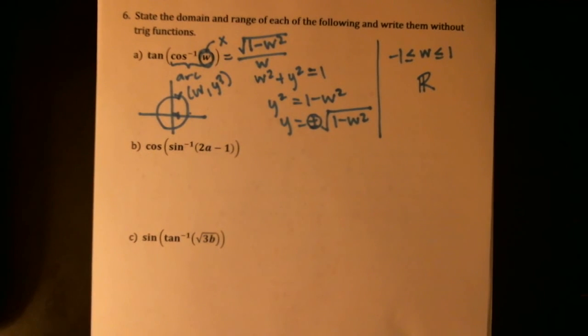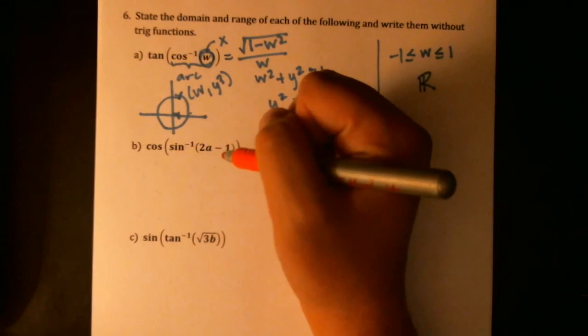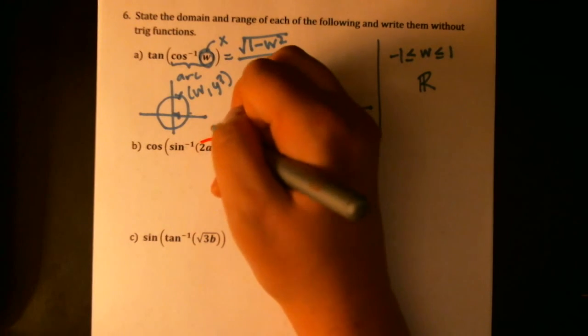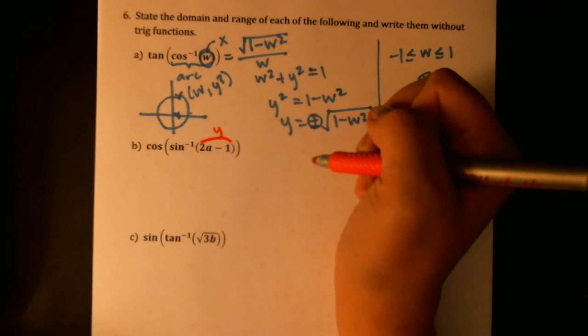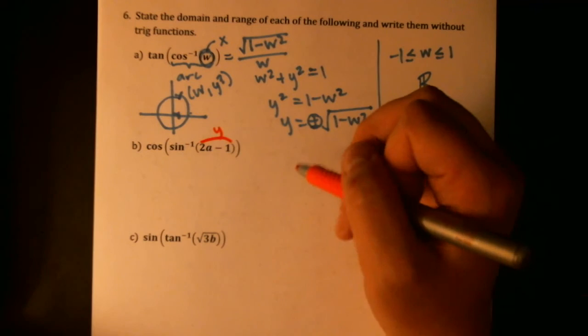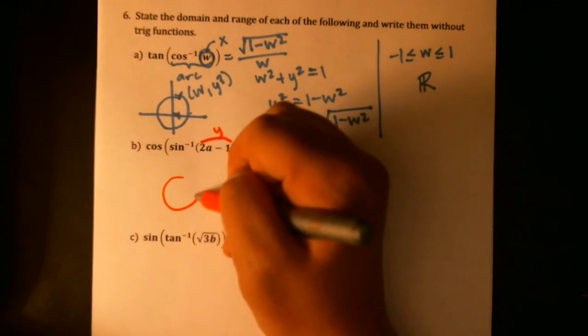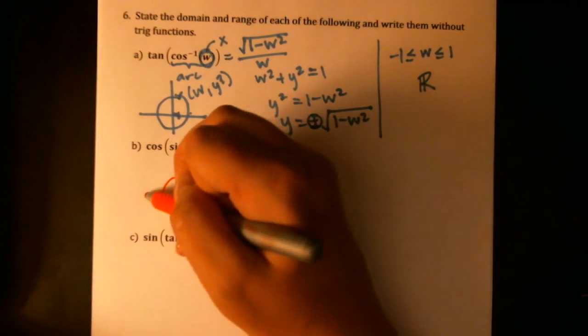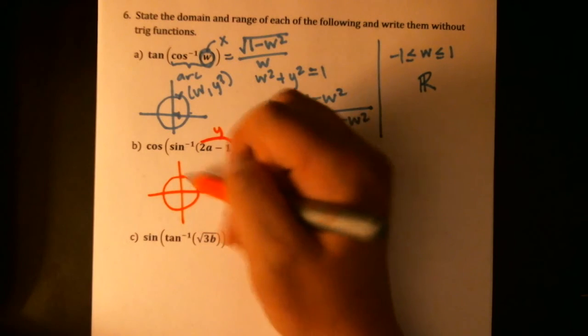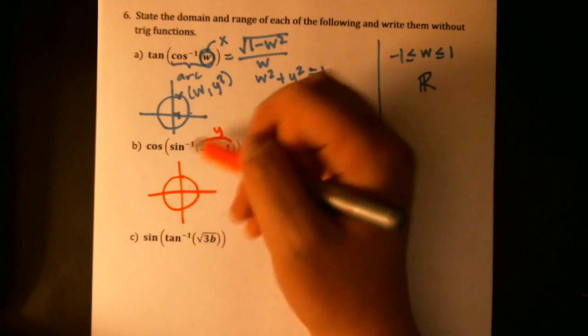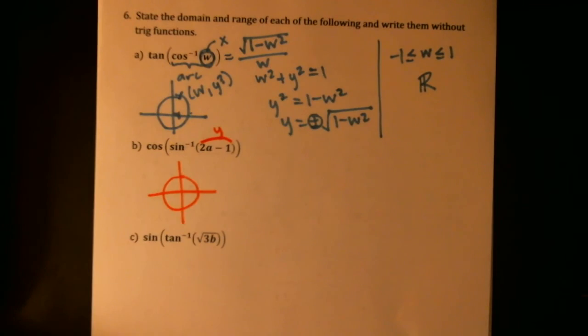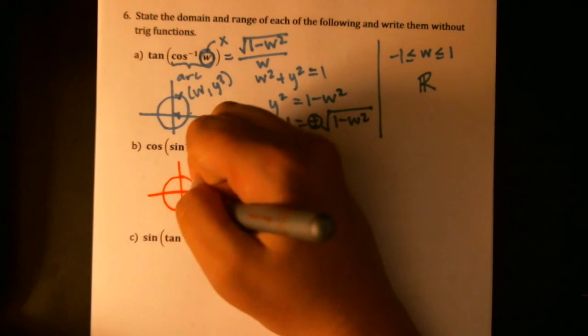Okay, let's look at another one. So if we've got cosine of inverse sine of 2a minus 1, then we need to be thinking of 2a minus 1 as our y. Inverse sine inputs y's. So I'm sitting on the unit circle. Inverse sine forces me to be on the right half, so I don't know anything about my y other than the fact that it equals 2a minus 1. So you can picture it wherever you want.